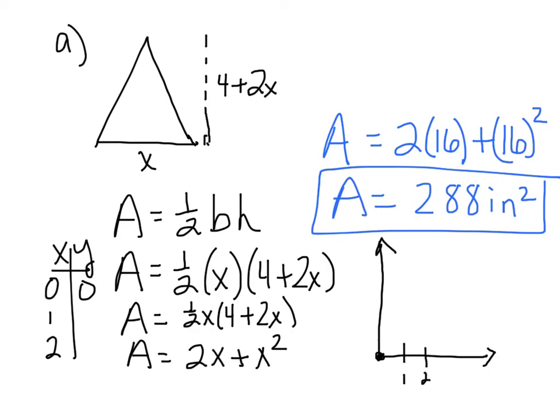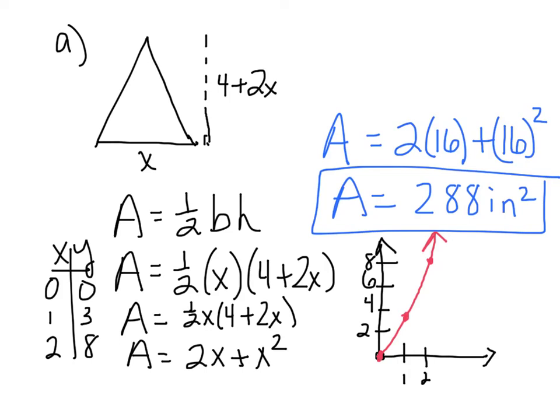I'm going to plug in 1 and 2. If I plug in 1, 2 times 1 is 2, plus 1 squared, that's 1, so 2 plus 1 is going to give me 3. If I plug in 2, 2 times 2 is 4, plus 2 squared, which is also 4, that's going to give me 8. So I'm going to graph by 2's here: 2, 4, 6, 8. So if we graph this, 0, 0, 1, 3, 2, 8.